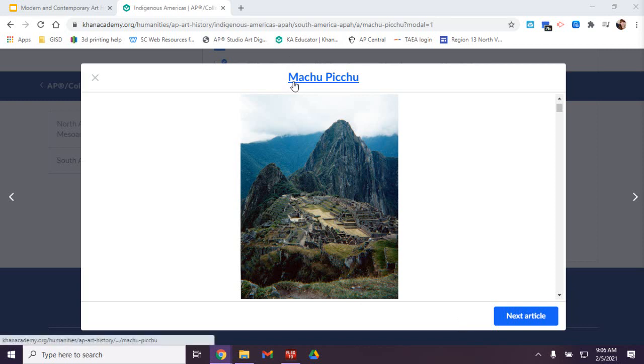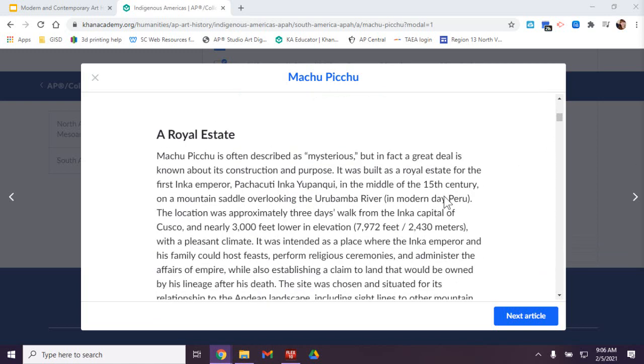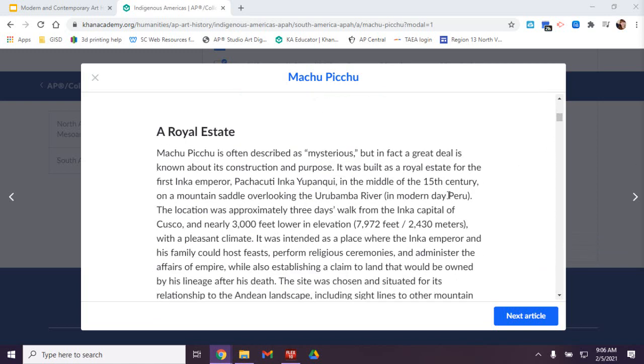This is Machu Picchu. And once again, we are talking about a group of people, a civilization, the Inca civilization in South America. So the historical period here would be South America on your identification sheets.